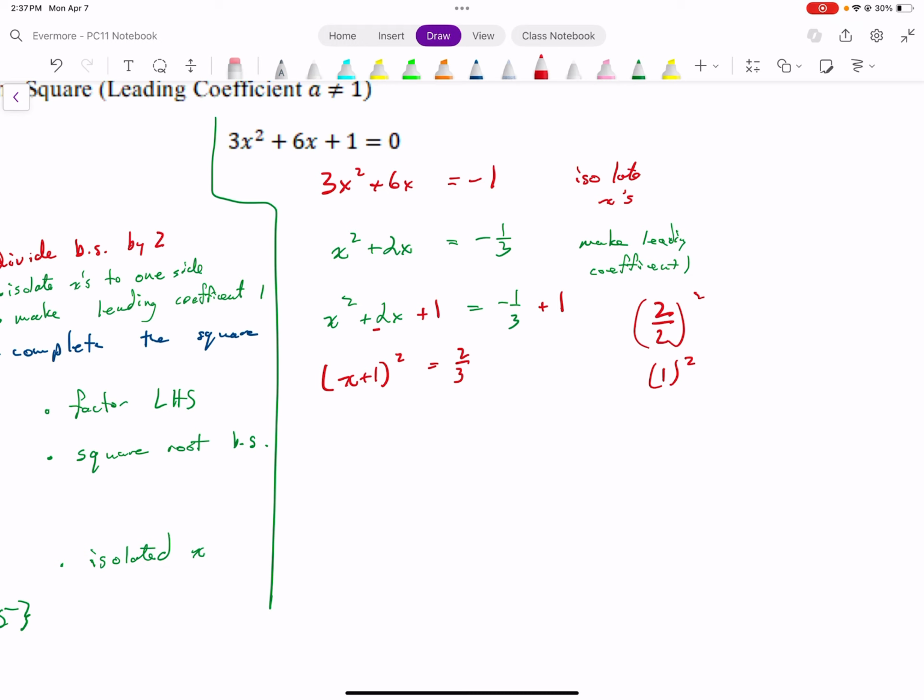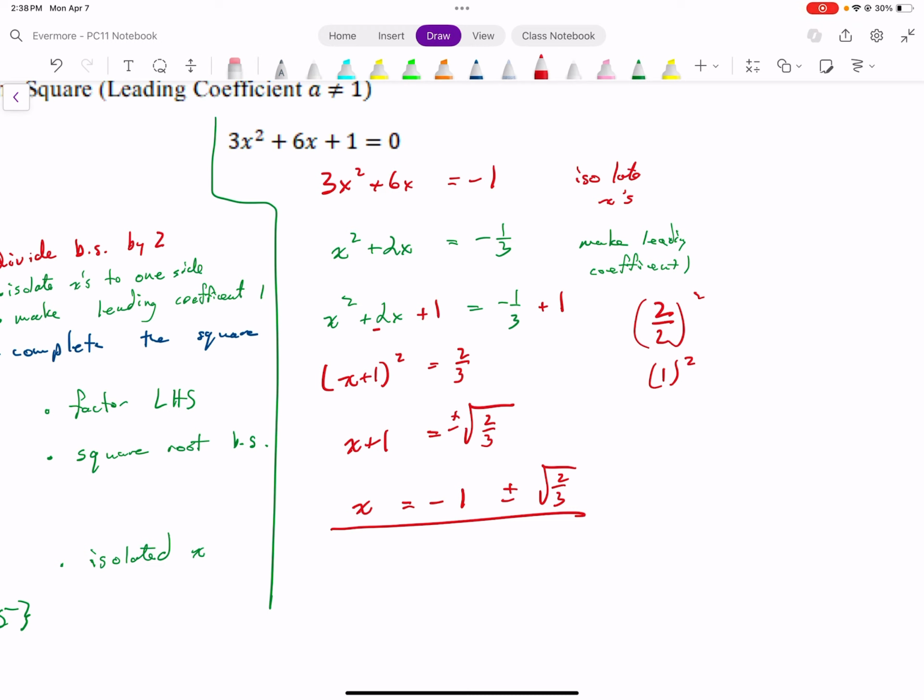I'm going to take the square root of both sides. Consider both positive and negative roots. And now I'm going to subtract 1 to both sides. Fair enough. So this is a logical place to stop.